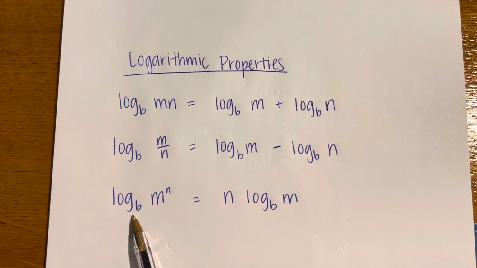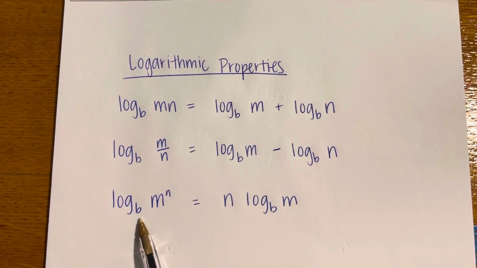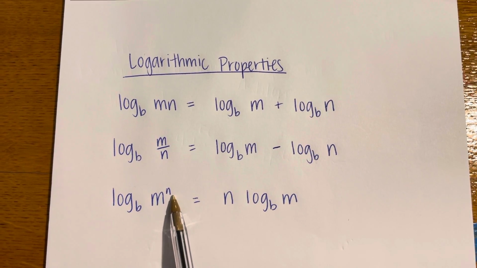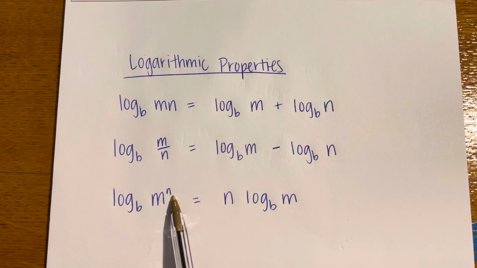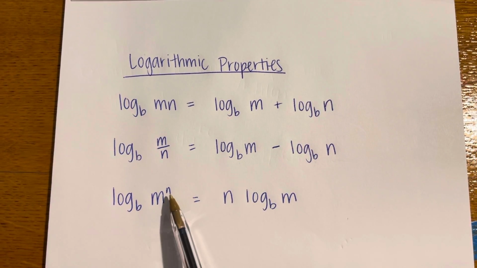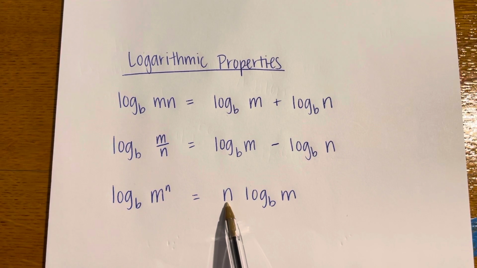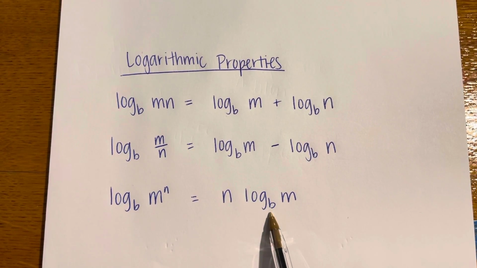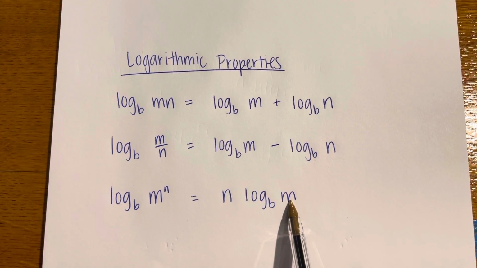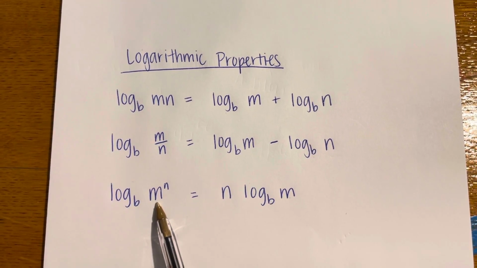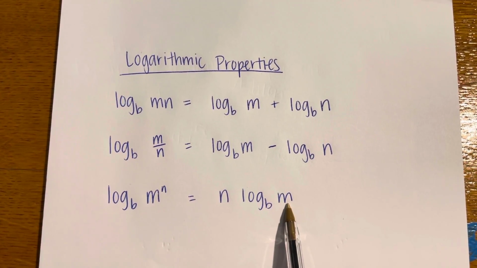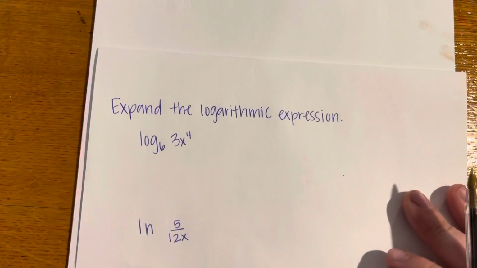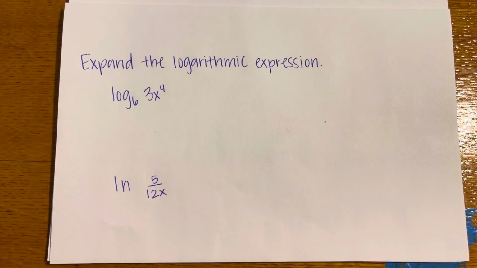The last one that you see here is the power property. So log base b of m to the nth power. In order to use the power property, you just take your exponent, multiply it out front, and then you keep your same log with the base and your original number here. Okay, so let's look at expanding them first.